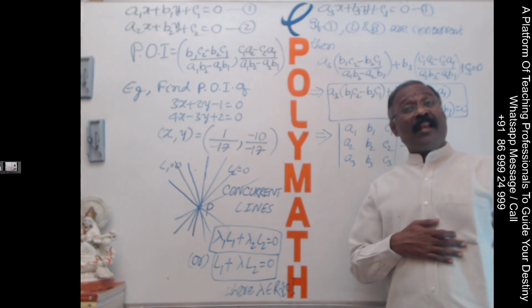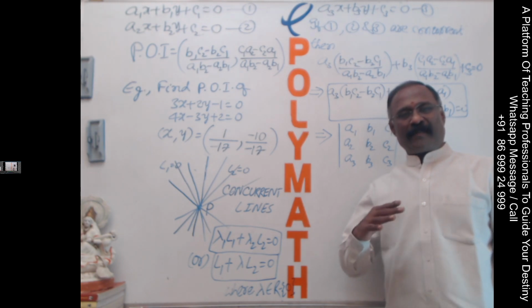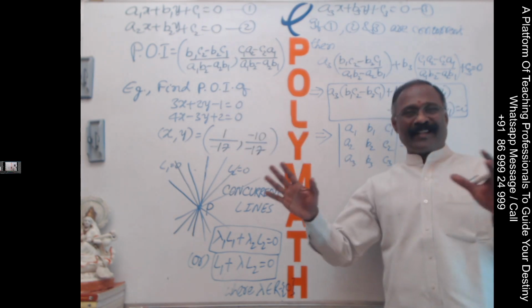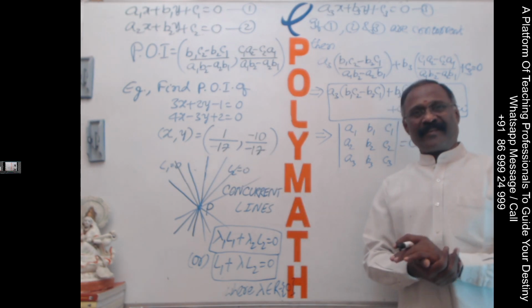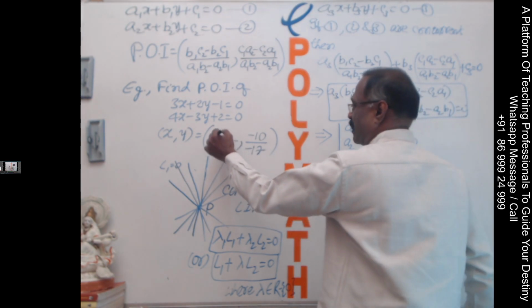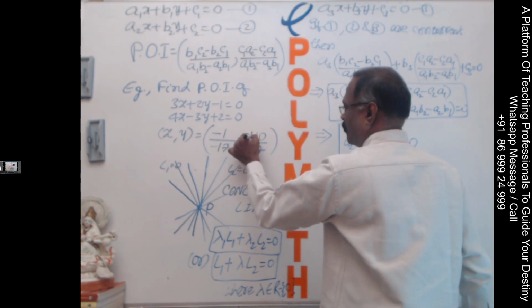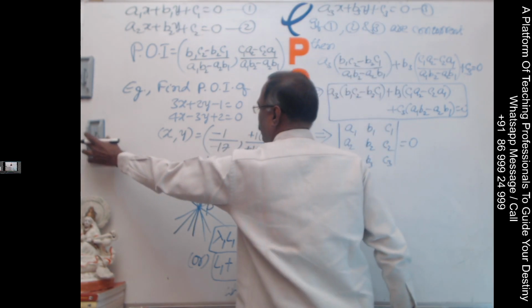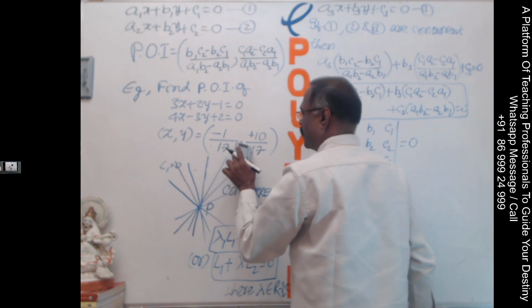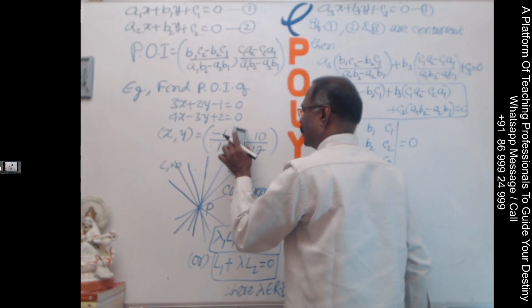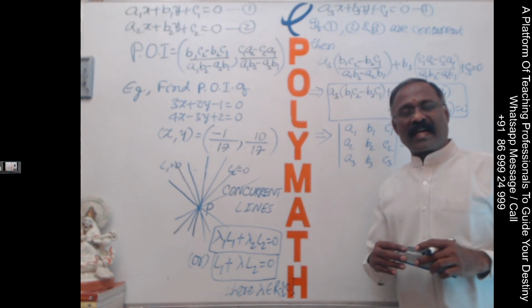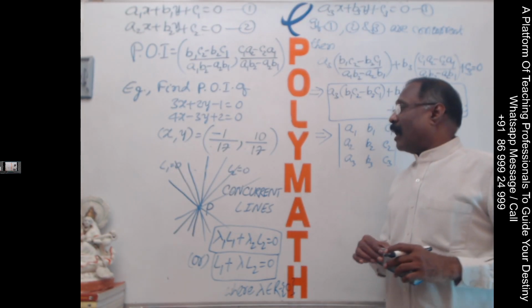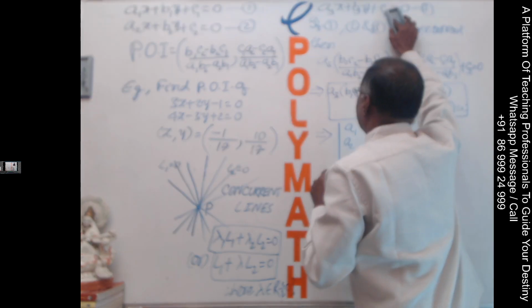Okay. Now, let me take an example for your better understanding through these two lines only. Because it is very clear, we have got the point of intersection of these two lines as minus 1 by 17, 10 by 17. Now, I am extending this concept for the better understanding of all of you. I am taking this example.